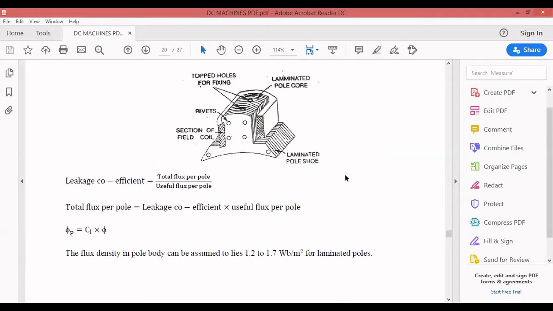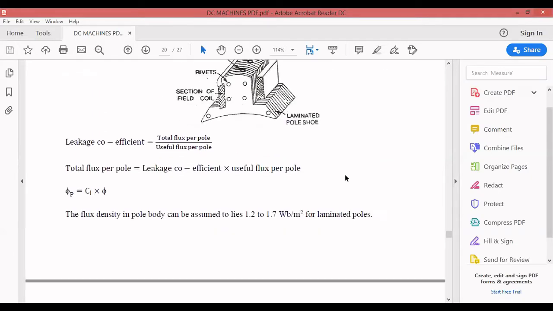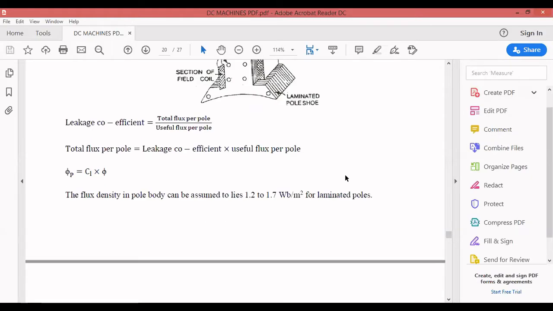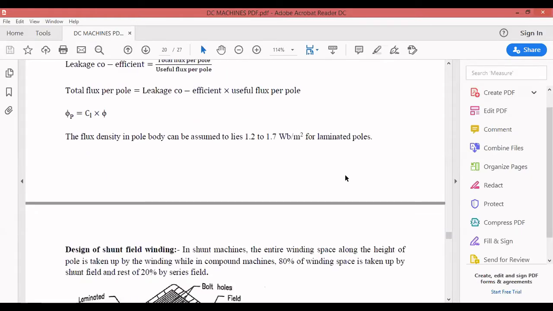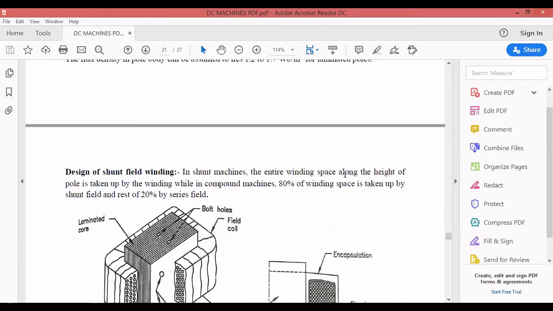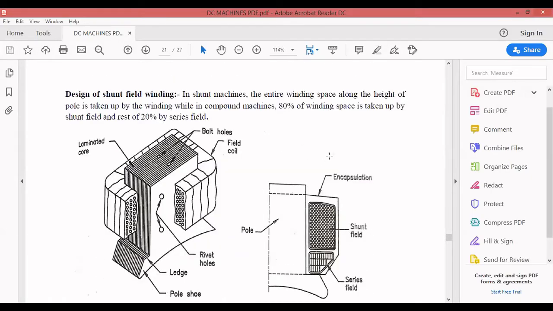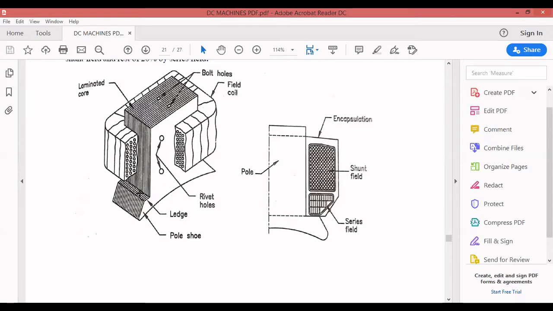This was a little information regarding the pole and what the flux density around the pole body should be. But we are interested in the design of the field winding. If you see this figure, this is your pole, and you have the pole core laminations, and this is what we call the shunt field winding. Here I have not shown the series field winding. In this cut section front view, this part is the shunt field and this part is your series field.